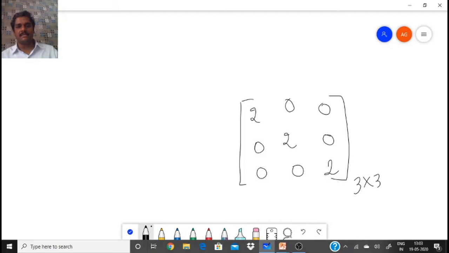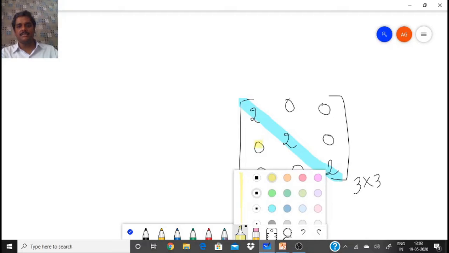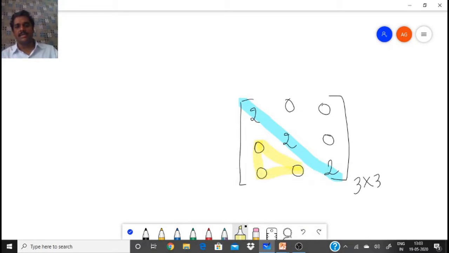The next type which we learned is the upper triangular matrix. An upper triangular matrix is what? A matrix in which elements below the diagonal are 0. So if you see this one, here is your diagonal, and elements below the diagonal you can see are 0. So actually speaking, this is also an example of an upper triangular matrix.